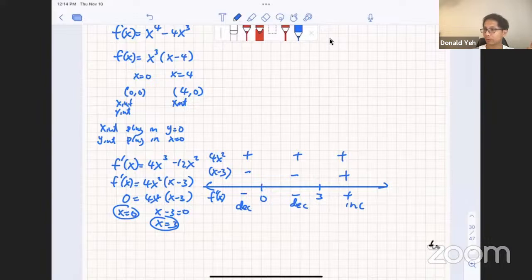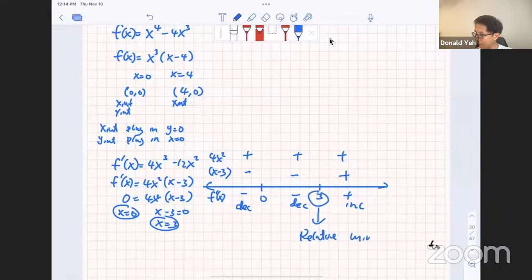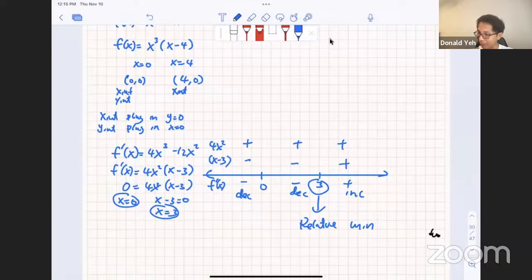And where are they? Minimum at 3. Yeah, so 3 is your relative minimum, and that's very important information in the graph. But you just have the x value, so you have to go back to figure out what the y value is. In order to do that, I'm going to go back and figure it out.